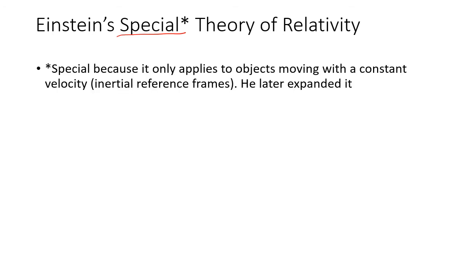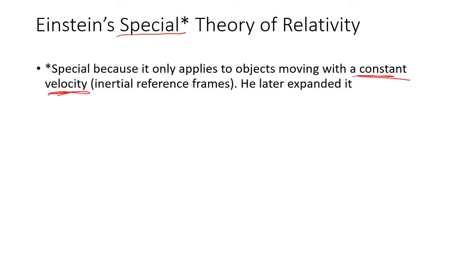So from this observation, Einstein built what he's most famous for, which is called Einstein's special theory of relativity. The word special is here. I've got an asterisk just to let you know. It's called special because the first theory of relativity he developed was limited to certain special cases. It applied only to objects moving with a constant velocity.